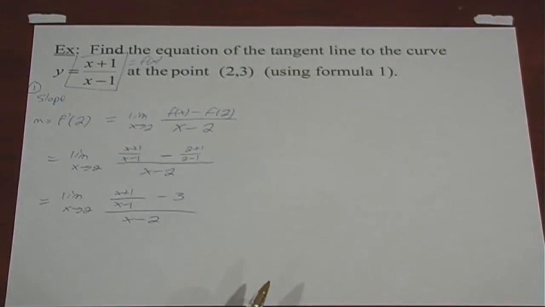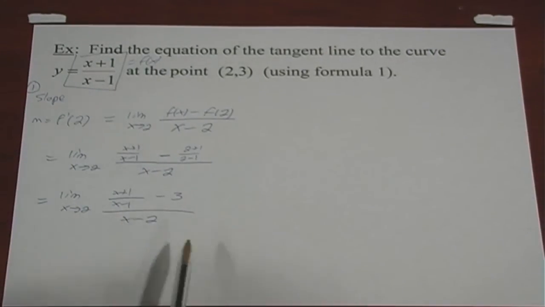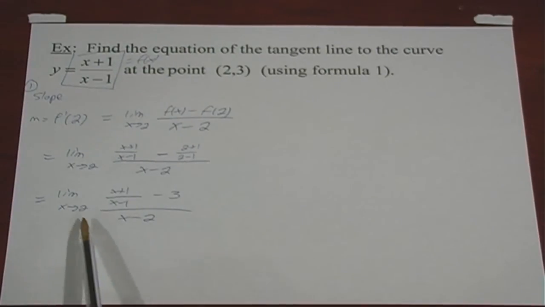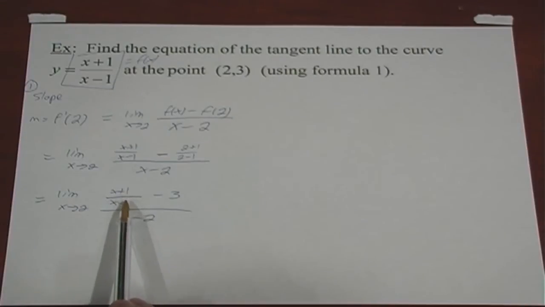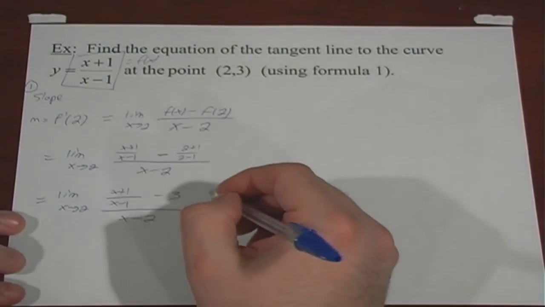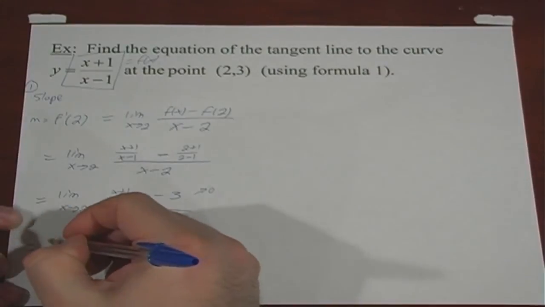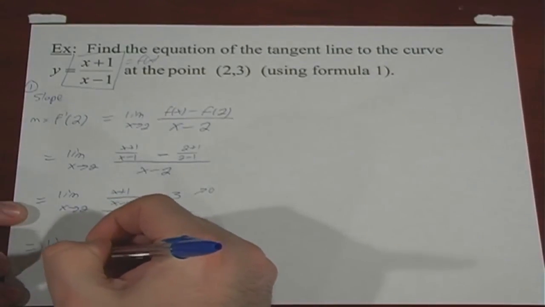Now I do have to simplify the heck out of this. This is a rational expression, and if you're trying to find the limit of a rational expression, you would love to plug in, but you can't, because when you plug in 2 to the bottom, you get 0. When you plug in 2 to the top, you get 3 minus 3. So you get 0. So you have to do some algebra. Okay, so this top's going to 0, this bottom's going to 0, so we're going to do some algebra. So we get limit x goes to 2.